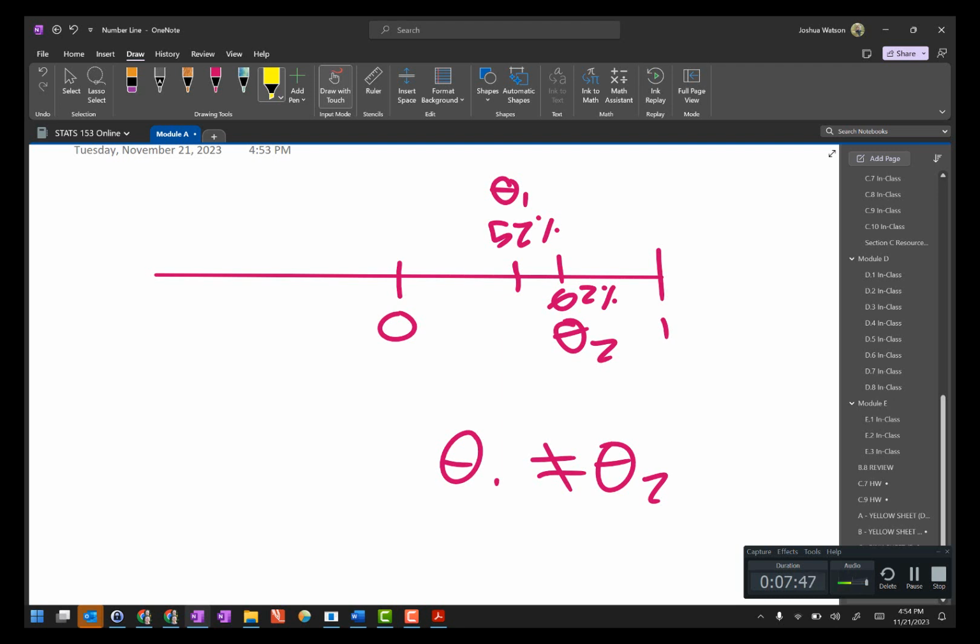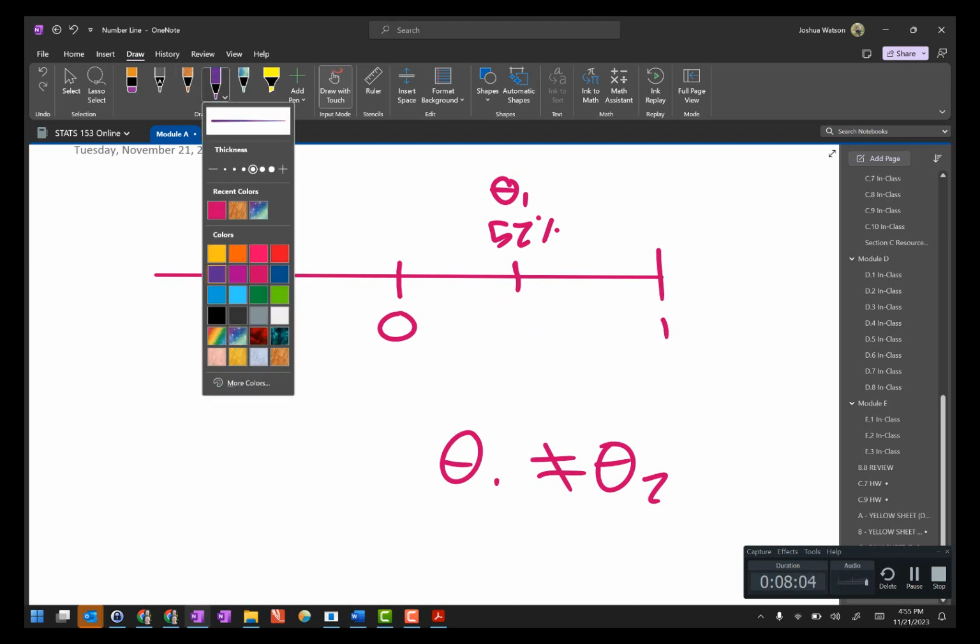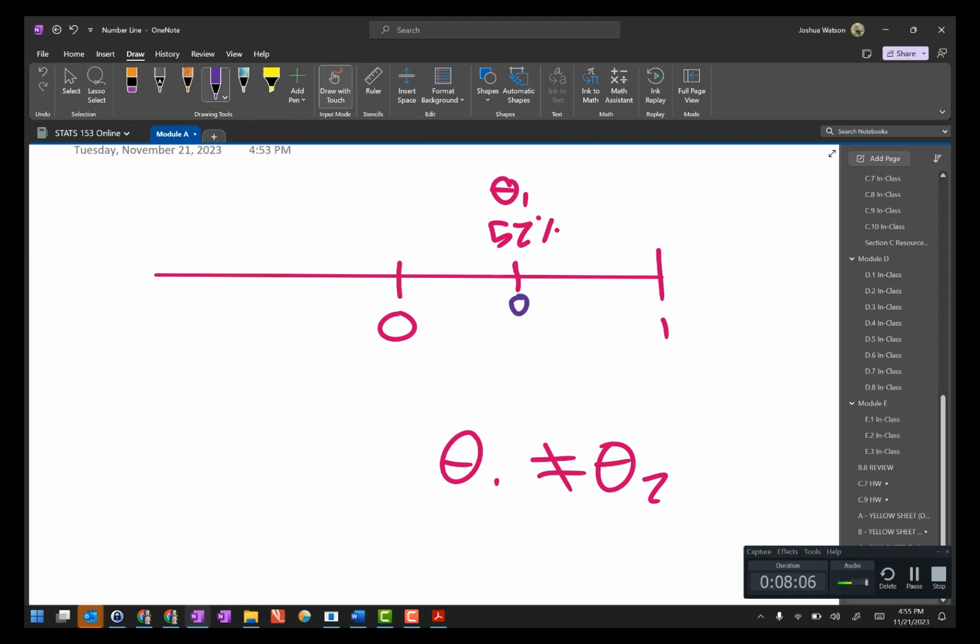So let's just focus for a second. Instead of focusing on theta 2 and the 62%, I want to know where on the number line is not theta 1. And the answer is everything that is, wow, that's a weird looking pen. Let's use this one again, and we'll do it in purple. Everything that is not right on this dot, so not at 52, but it does include over here, and it does include over here. So if you're shading on a number line not equal to 52%, which direction are you going? And the answer is both directions, everywhere that isn't 52%.